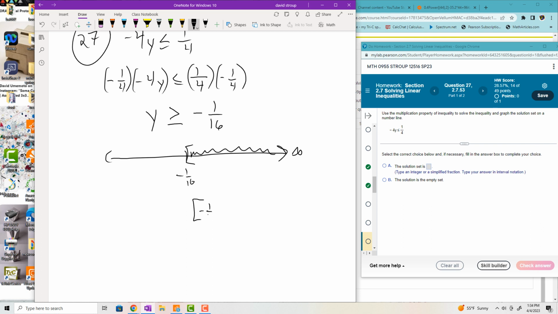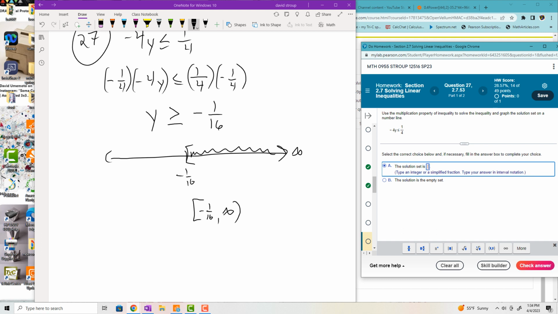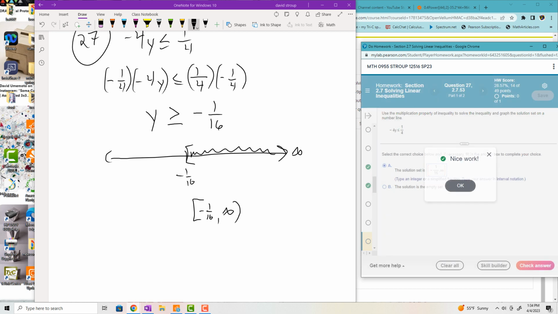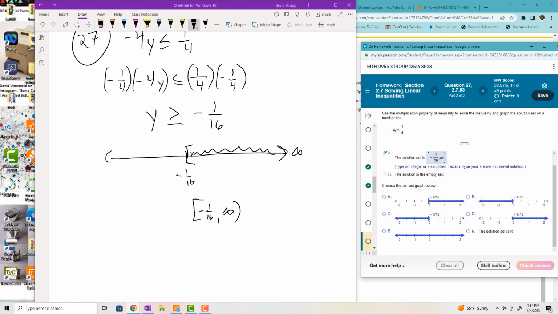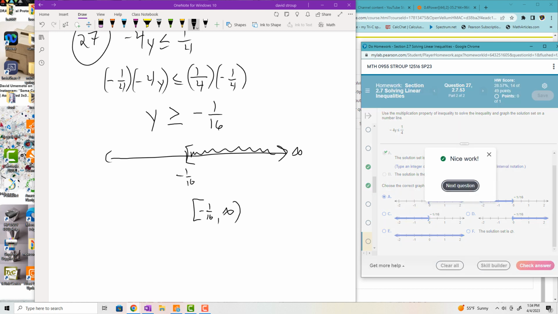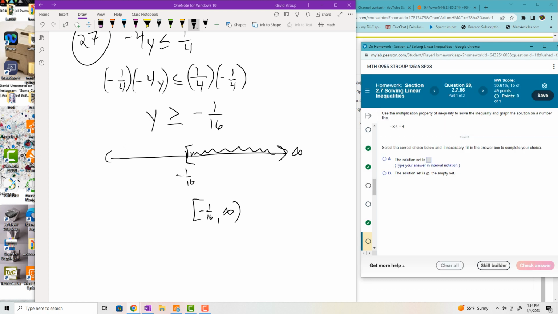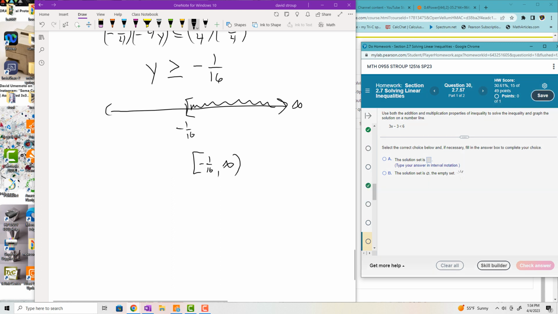So borrowing the notation, square bracket, negative 1/16 to infinity, open parentheses. And then graph it, so it looks like A. Yay. All right, great. Again here, you multiply both sides by -1, so that'll change the inequality. And now we're combining both the addition and the multiplication properties to solve inequalities.